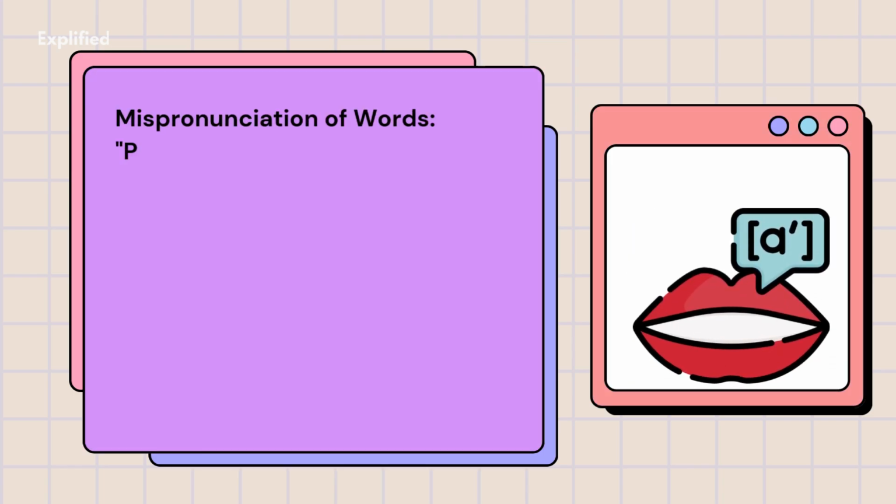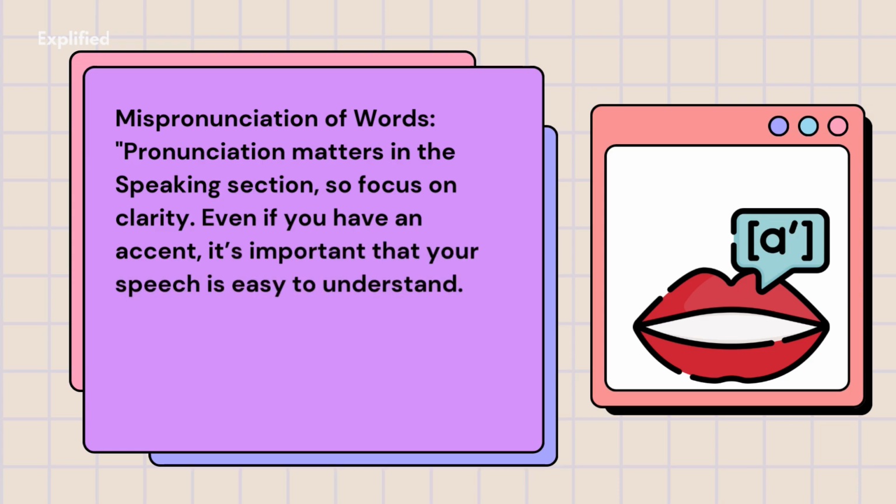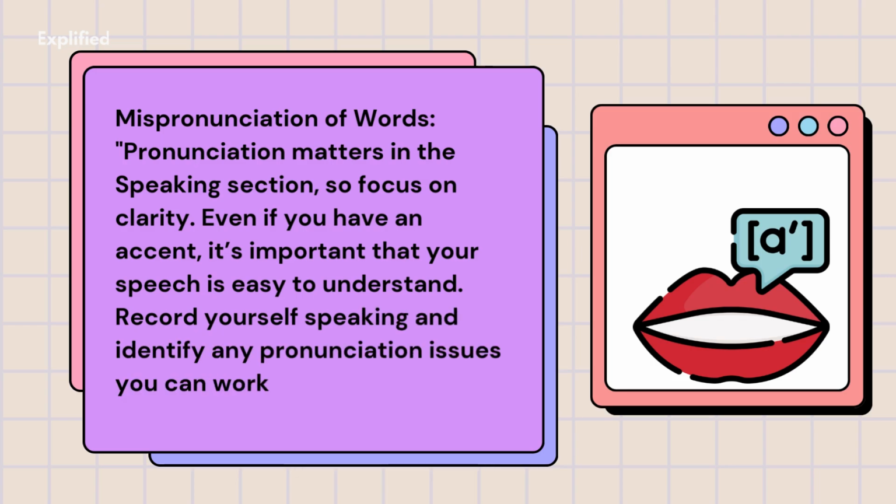Mispronunciation of words. Pronunciation matters in the speaking section, so focus on clarity. Even if you have an accent, it's important that your speech is easy to understand. Record yourself speaking and identify any pronunciation issues you can work on.